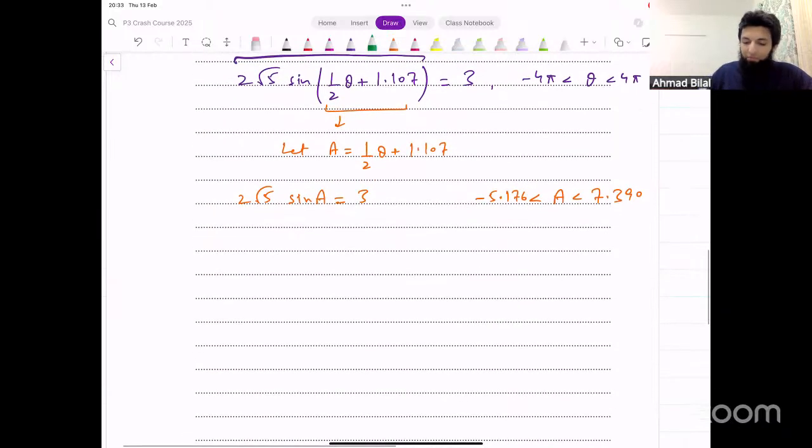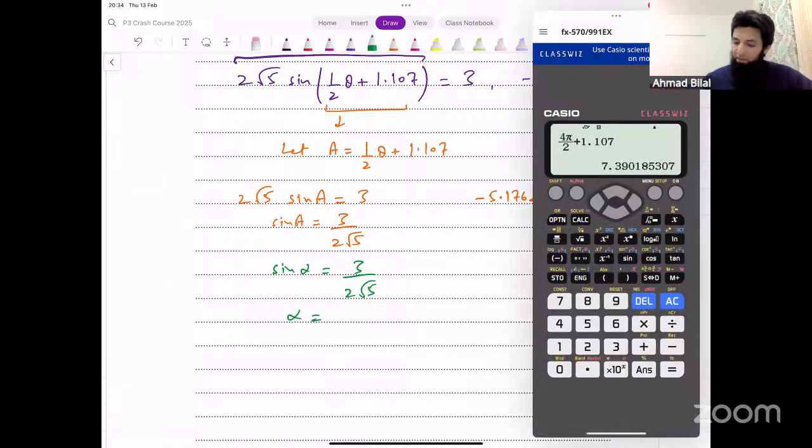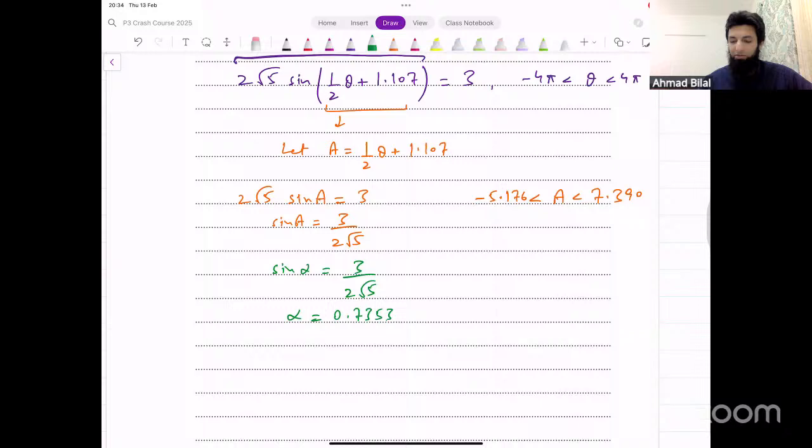What do we do next now? Find the basic angle. So we can first make sine a the subject. Sine a equals 3 over 2 under root 5. It's a positive value, right? Let's find the basic angle. Sine alpha equals 3 over 2 under root 5. The basic angle, what does that turn out to be? Make sure your calculator is in radian mode. Sine inverse of 3 over 2 square root of 5. Okay, so that's given me 0.7353. Minimum 4 significant figures when you're working.